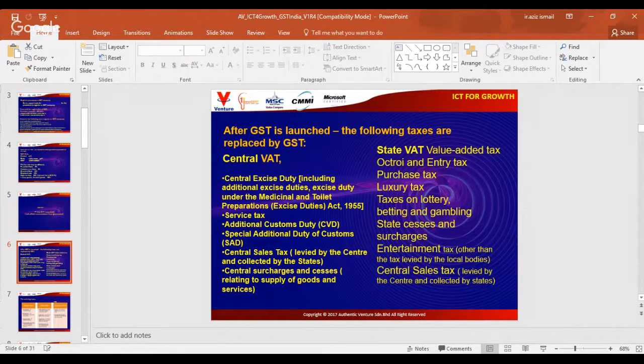State tax will also be removed. For example, state VAT, octroi and entry tax, purchase tax, luxury tax, taxes on lottery, betting, and gambling, state cesses and surcharges, entertainment tax, and then the central sales tax. So all these taxes will be removed when the GST is started.